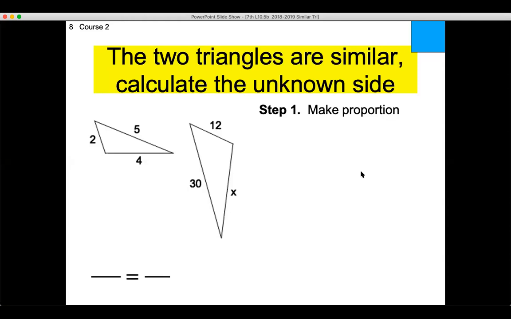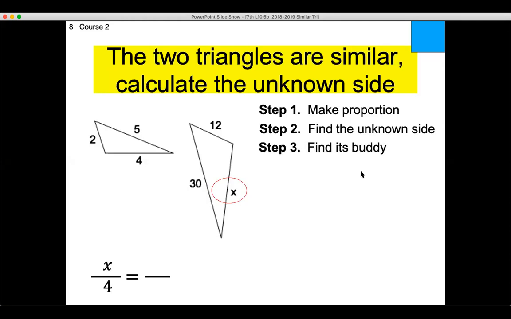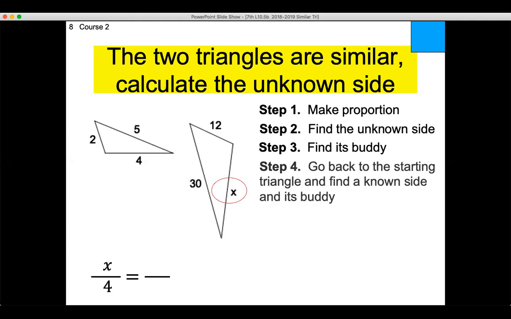All right, so let's see. X is on the big triangle, and X's buddy we found out was 4. We pick any one of the other two sides. Obviously, I like the smaller. I'm going to pick 12. 12 pairs up with 2. Okay, so 12 over 2. That's the proportion that we need to do the cross multiplication on.